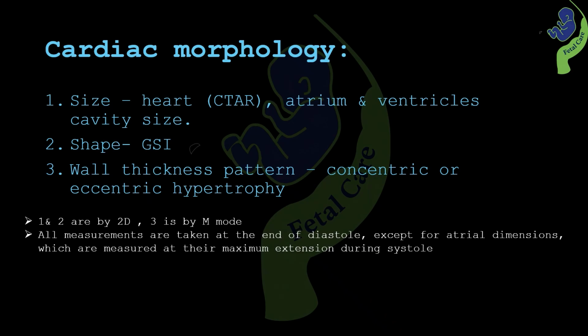Although for some parameters that we are going to discuss, there may be multiple methods available, I am going to focus only on common and widely used techniques, as my goal is to keep it simple and time efficient. One more important point to be noted is that all these measurements are taken at the end diastole, with one exception, that is the atrial measurements, which are measured at their maximum extension during the ventricular systole.